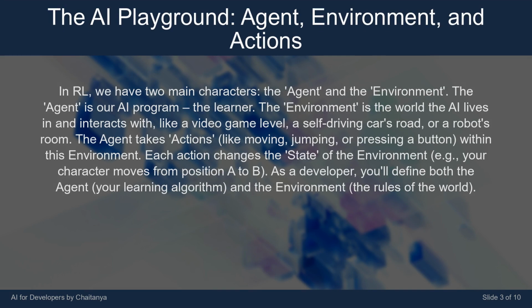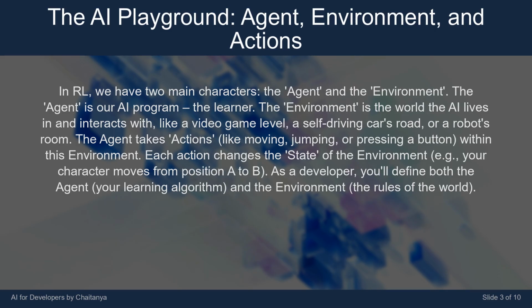In RL, we have two main characters, the agent and the environment. The agent is our AI program, the learner. The environment is the world the AI lives in and interacts with, like a video game level, a self-driving car's road, or a robot's room.